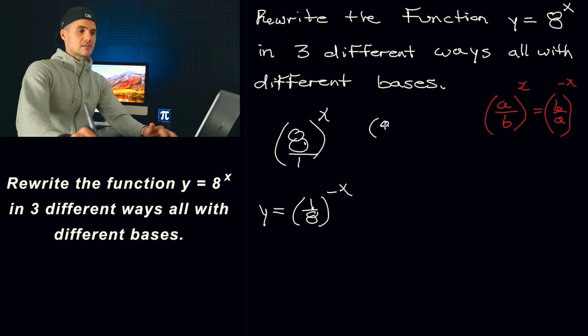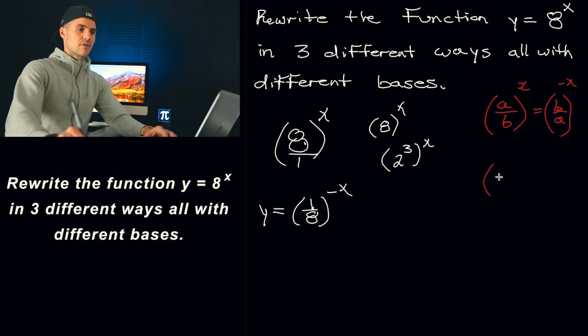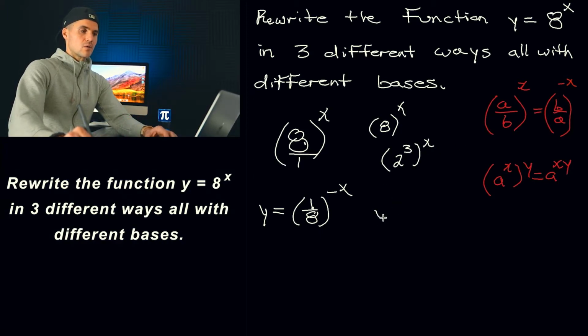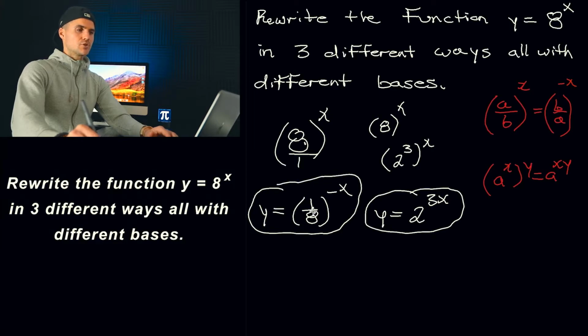Well, we could take the 8, that's going to be 8 to the power of x, and we could rewrite 8 as 2 to the power of 3. Right? 2 to the power of 3 is equal to 8. And then we have this x. Then over here, using exponent rules, you can multiply those exponents, because if you remember, if I have something like a to the power of x to the power of y, I just multiply those exponents. So applying that rule here, you can multiply these. y equals 2 to the power of 3x, like that. So that is another way that you can go about it, right?